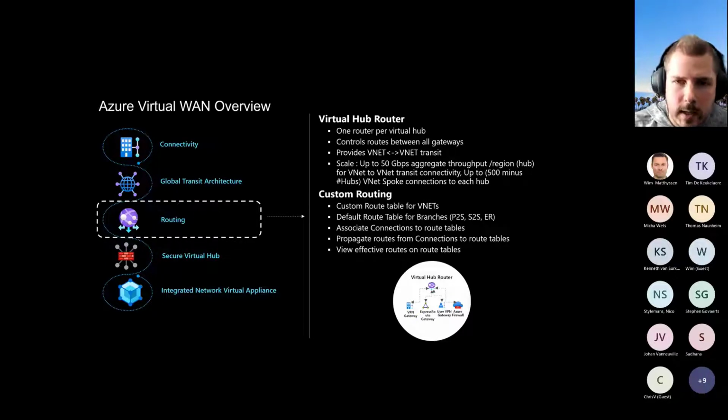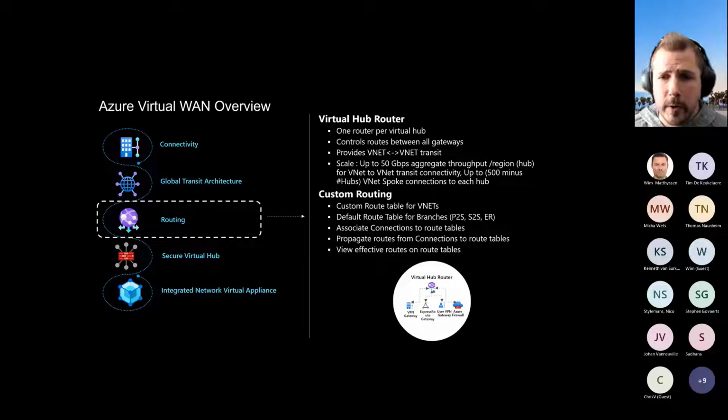Now, one of the great things about Virtual WAN is its routing capabilities. It does actually have a dedicated virtual hub router in each hub. It controls the routes between all of the various gateways, so whether it's point-to-site, site-to-site, or ExpressRoute, and it provides native VNet to VNet transit routing capabilities. There is a 50 gig aggregate limit between virtual networks. Still pretty high unless you're running some pretty heavy data workloads, then you might need to look at maybe a different solution. But for the most part, it's got enough bandwidth to handle VNet to VNet capabilities.